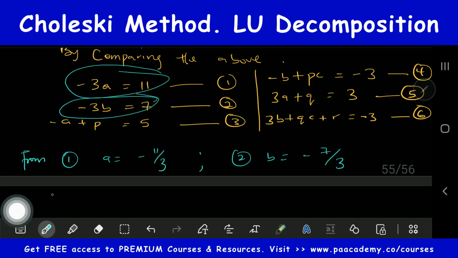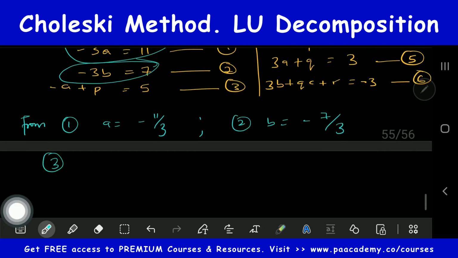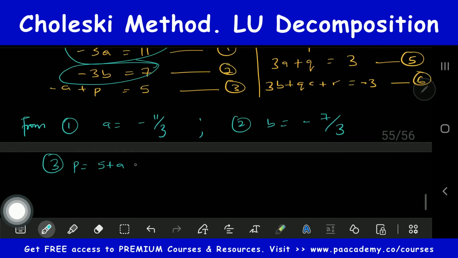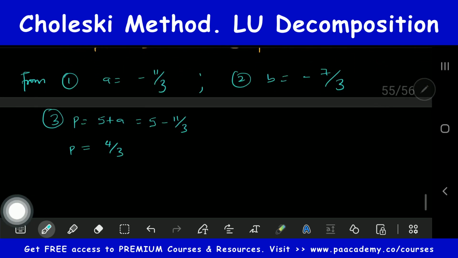Then from our equation 3, okay, so let's first of all look at it that from this we can write it as p is equals to 5 plus a, right? And remember, we already know what our a is. Our a is minus 11 over 3. Okay, so that will be equals to 5 minus 11 over 3. So if you should simplify this, you are going to be getting your p to be equals to 4 over 3. Okay, so we've gotten that.